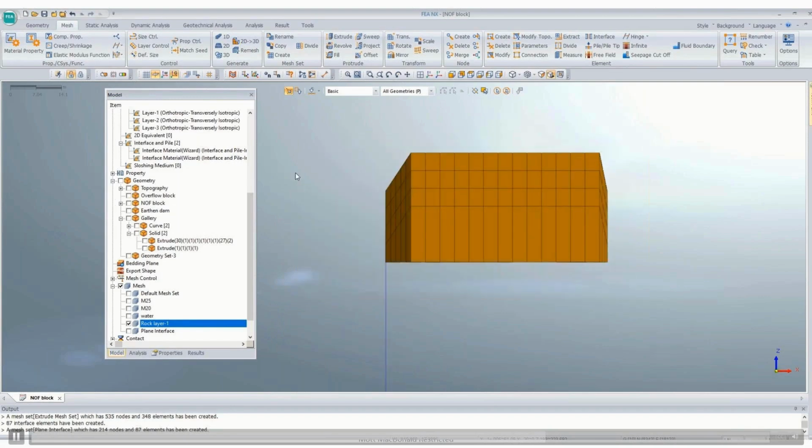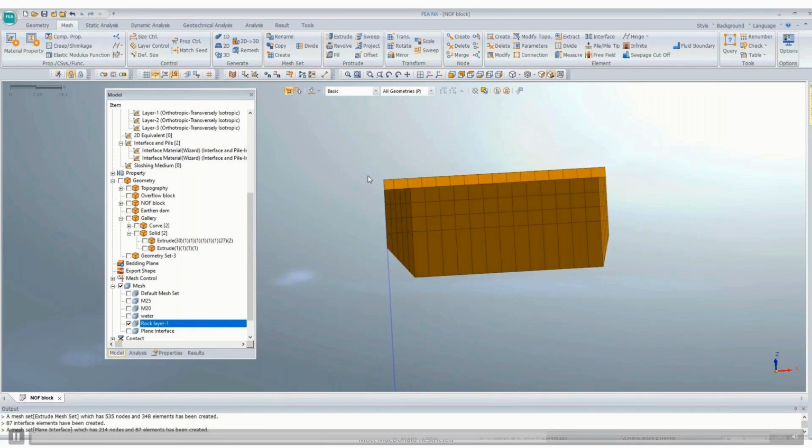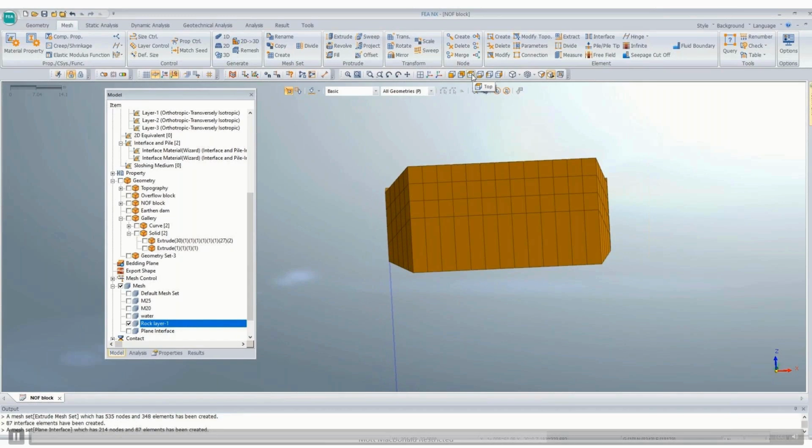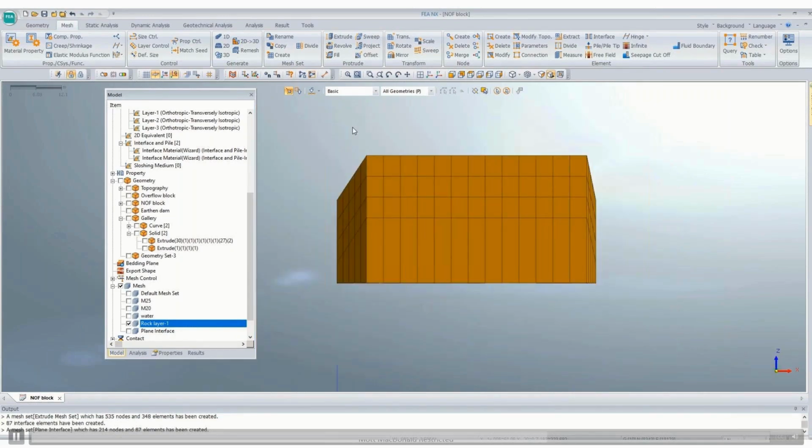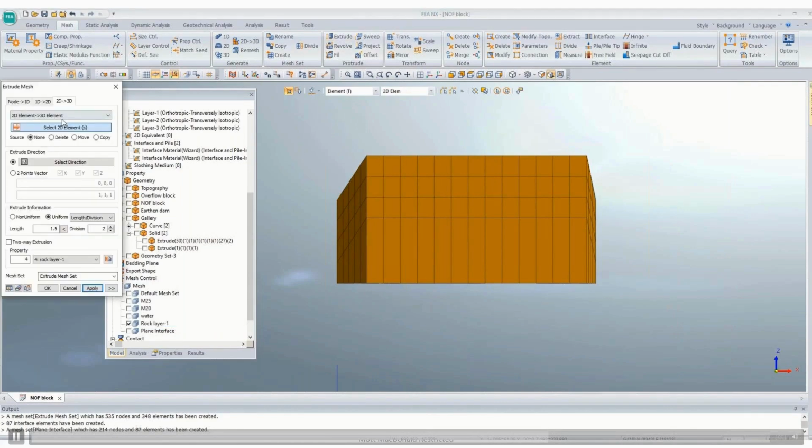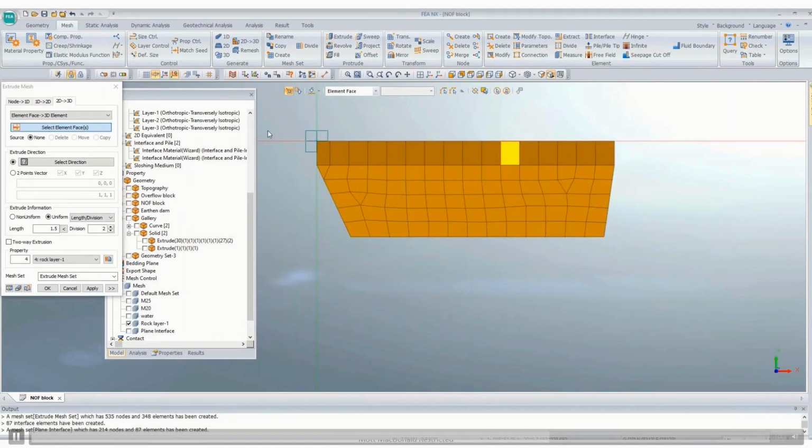Now I can extrude these mesh faces in the X direction, in the lateral direction. Select direction, this one. And say in this direction also it's 100.